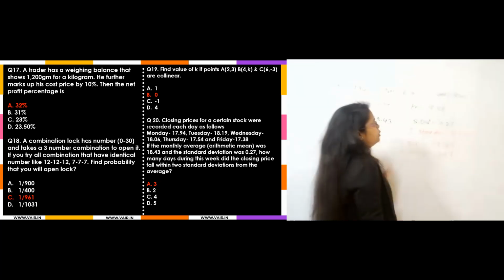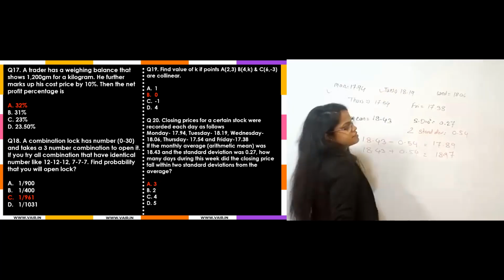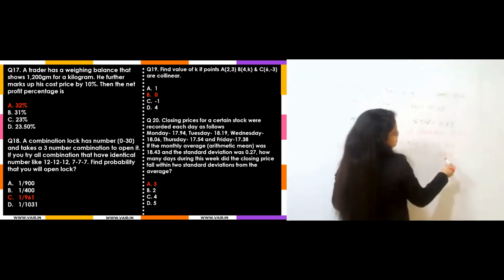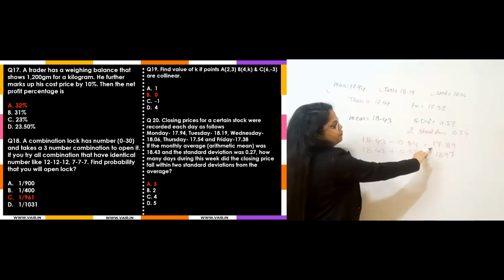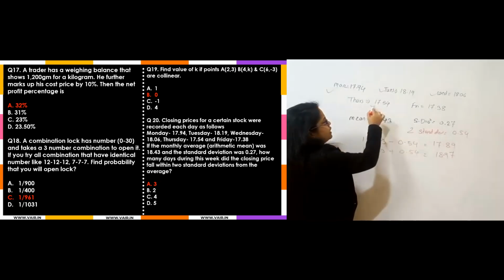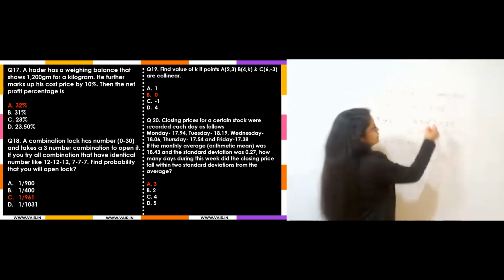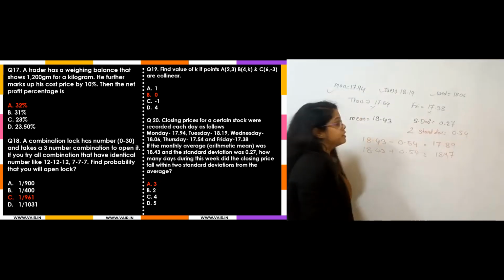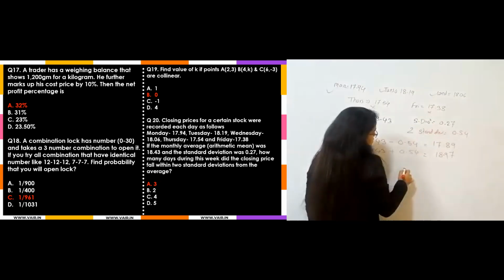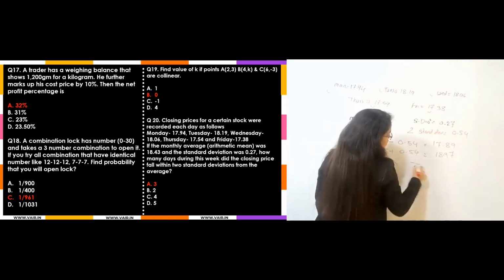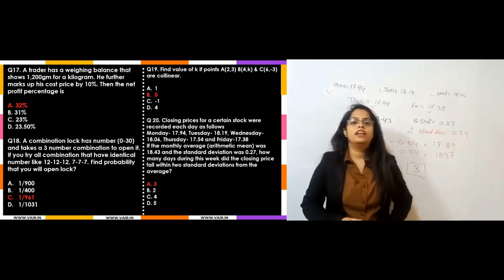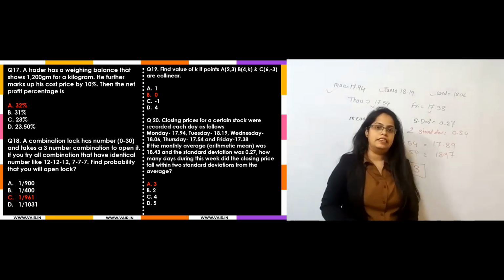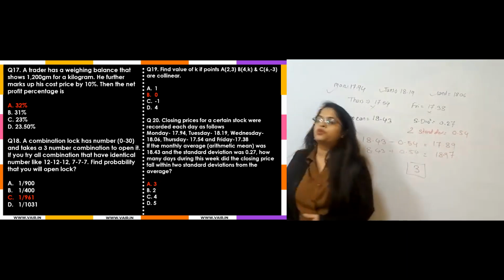Tuesday is 18.19. Correct, so it is accepted. 18.06 is in between there. Yes, that one is accepted. 17.54 is less than this, so we cannot take Thursday. Friday is 17.38, which is less than this. So you can see Monday, Tuesday, Wednesday. That means 3 days fall within the 2 standard deviations. So your answer is option A.